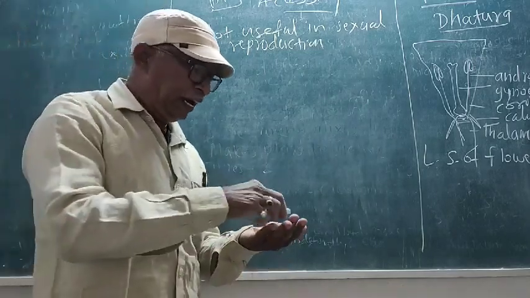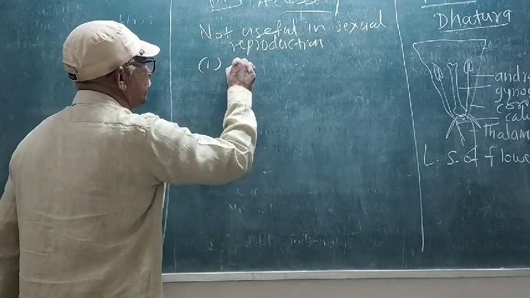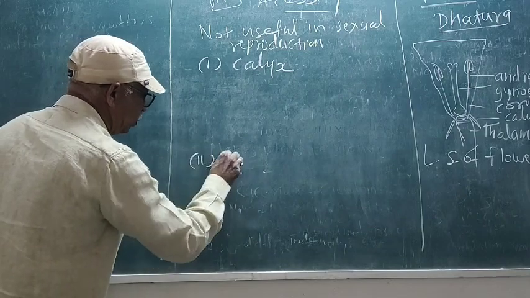So these are again of two types. That is the calyx, and the second one is the corolla.